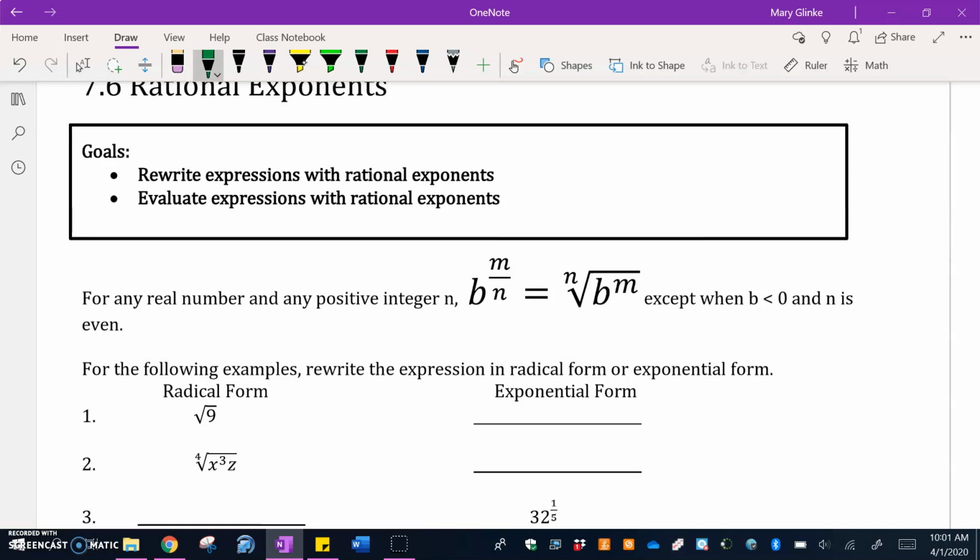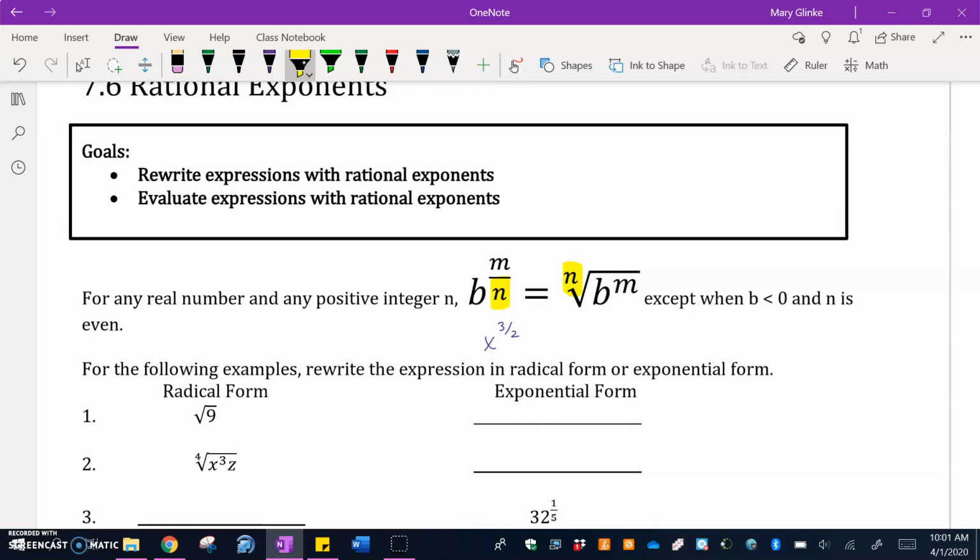So looking down here at b to the m over n, we are not used to seeing something written as x to the 3/2, for instance. However, x to the 3/2 is going to be equivalent to a radical. So the way we're going to go back and forth between radical form and exponential form is whatever the denominator of the exponential form is, that is actually your index for your radical.